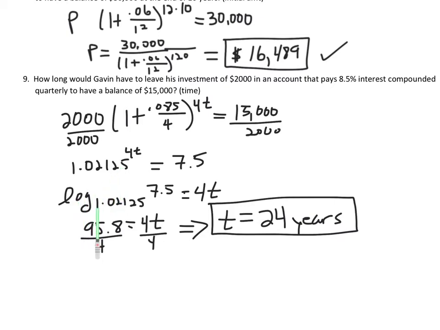So log base 1.02125 of 7.5 equals 4t. So remember, we keep the base, the others change place. So this comes here, this goes here. All right. So when I put this on my calculator, I get 95.8 equals 4t. Divide by 4, and I get that time is approximately 24 years.